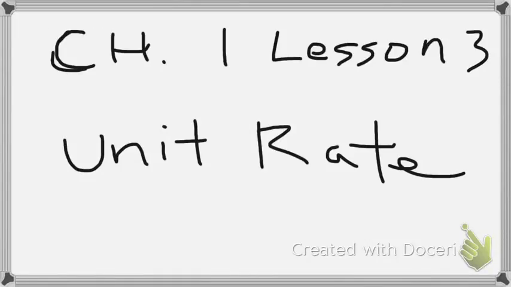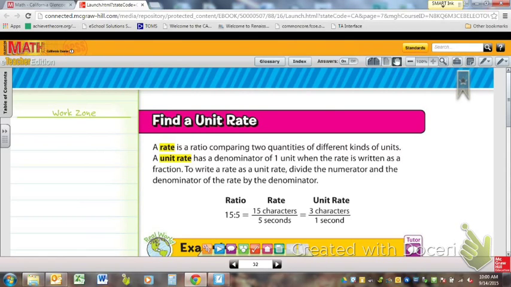Chapter 1, Lesson 3, Unit Rates. A rate is a ratio comparing two quantities of different kinds. A unit rate has a denominator of 1 unit when the rate is written as a fraction. To write a rate as a unit rate, divide the numerator and the denominator by the denominator.